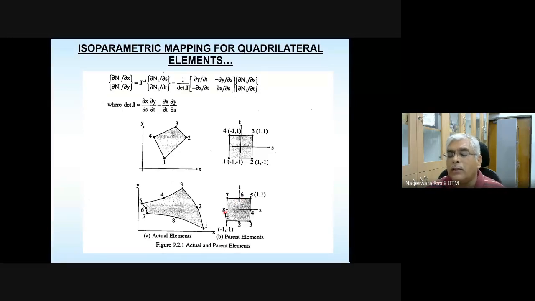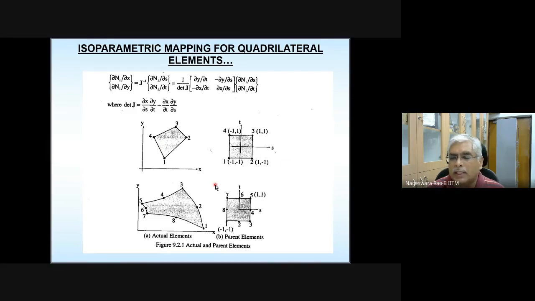So you need to keep a watch on how the nodes are numbered. Okay, you cannot mix up the things. Then the expressions are going to be different. That's what I want to convey to you. So now we noted that irrespective of whatever element we have, we are going to map onto a regular element. But the node numbering should be consistently either clockwise or anti-clockwise for both the actual element and the parent element. That you keep in mind.